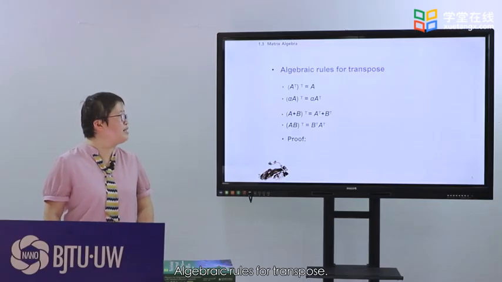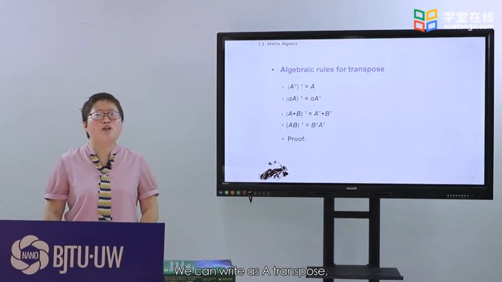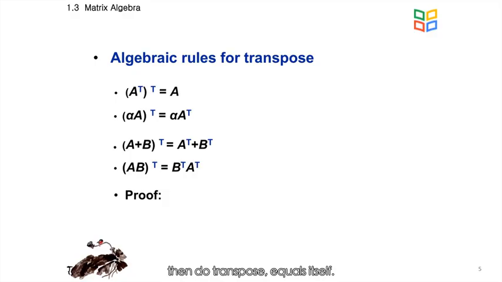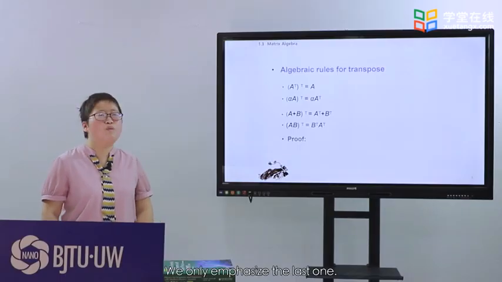Algebraic rules for transpose we can write as (A^T)^T equals A itself. That is the first rule. The second rule is (alpha A)^T equals alpha times A^T. And the third rule is (A plus B)^T equals A^T plus B^T. And the fourth rule is that the multiplication of A and B, then the transpose, equals B^T times A^T. Here, we only emphasize the last one.